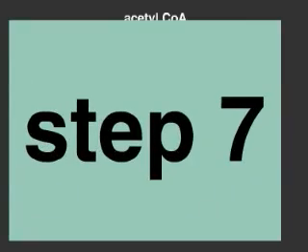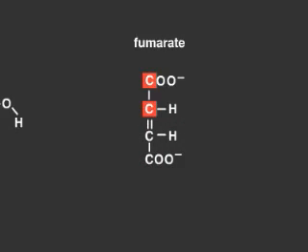In the next reaction, fumarate combines with a water molecule. The resulting molecule is malate, with the water molecule added across the two central carbons.